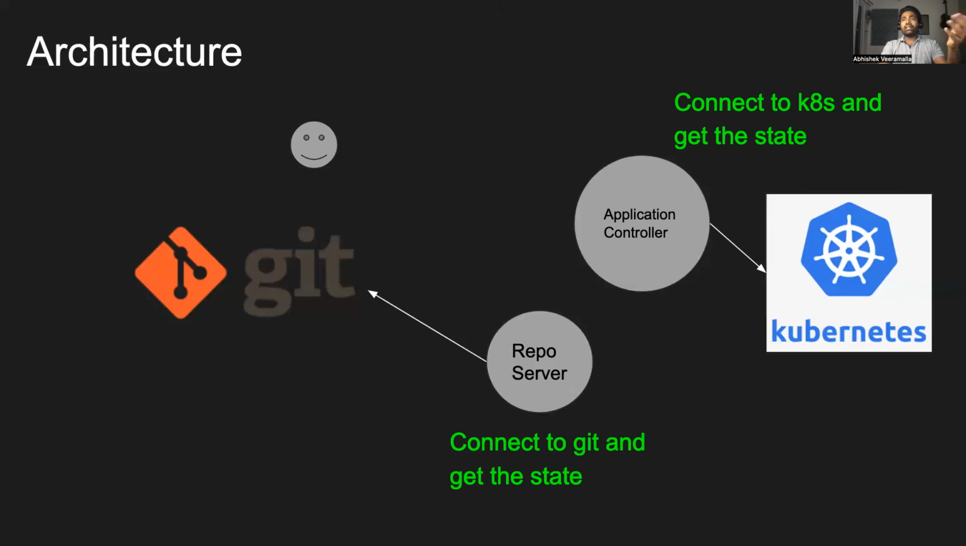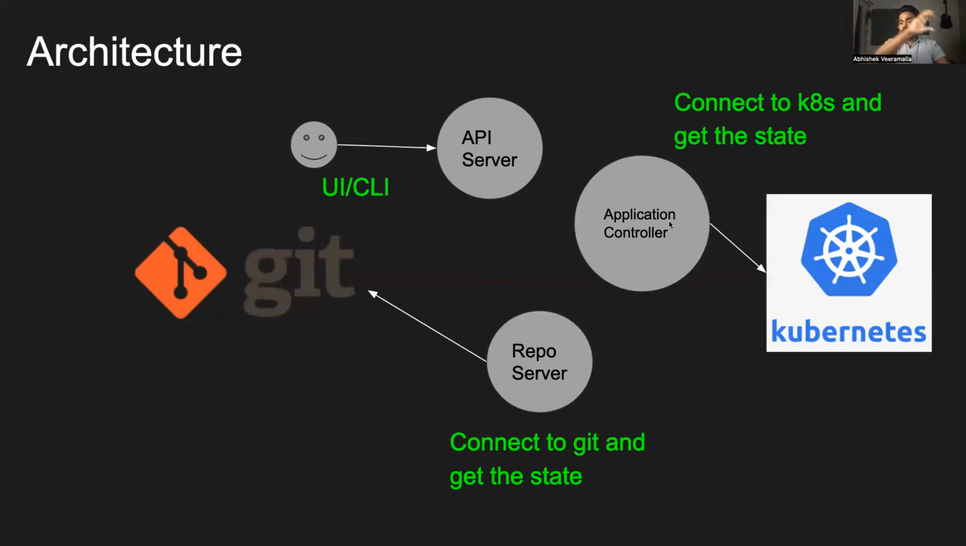In the case of Argo CD, if a happy user is trying to connect to Argo CD from the UI or CLI, there is one component called the API server, or you can at least call it just the server as well. The API server is used by users to communicate with Argo CD using the UI or CLI. This way, now you have three components, three microservices. One microservice is for user interaction, one is for getting the information from Git, and one is for getting the information from Kubernetes.